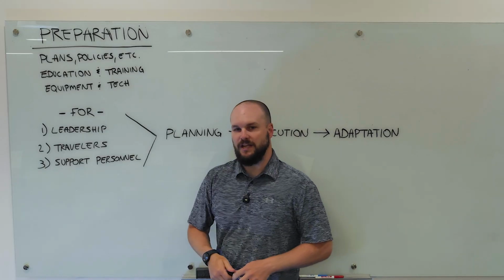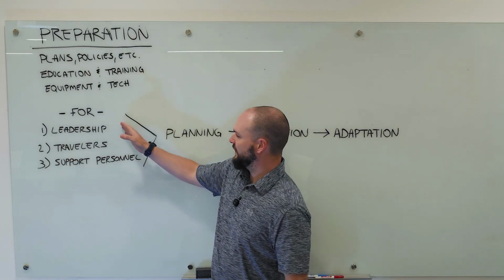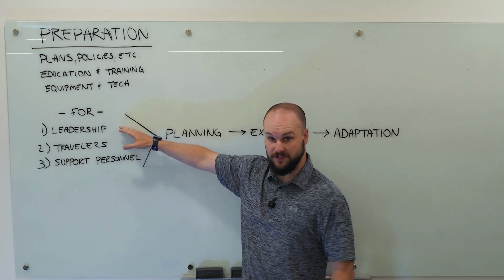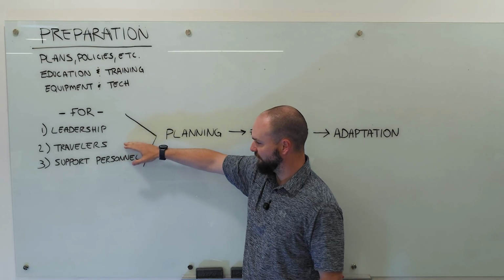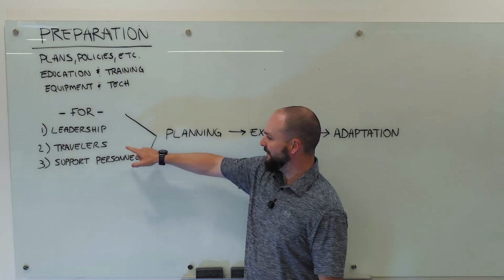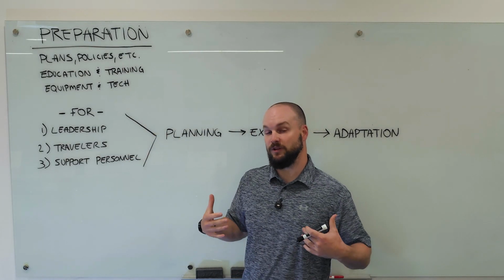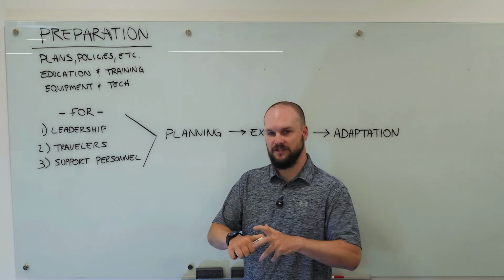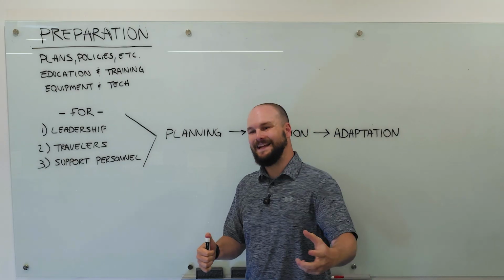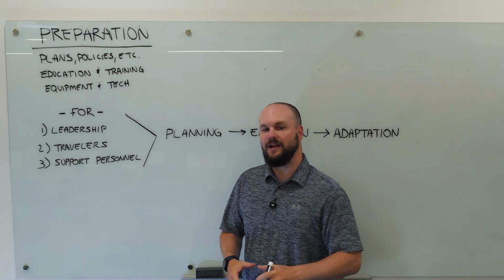Then we get into education and training. Education and training for whom? Well, that's where we get into these three different layers. So each of these different things apply to organizational leadership, the traveler themselves, as well as support personnel. And one of the big pieces here is the actual traveler. So often one of the things that we see at the center is organizations will build in these different support capabilities and they kind of forget about the traveler. When we're building out this program, think about the traveler.